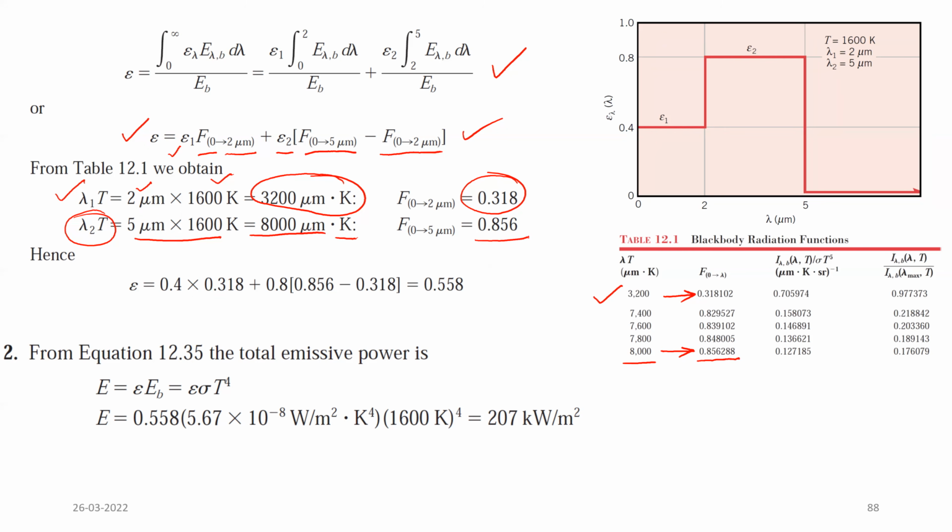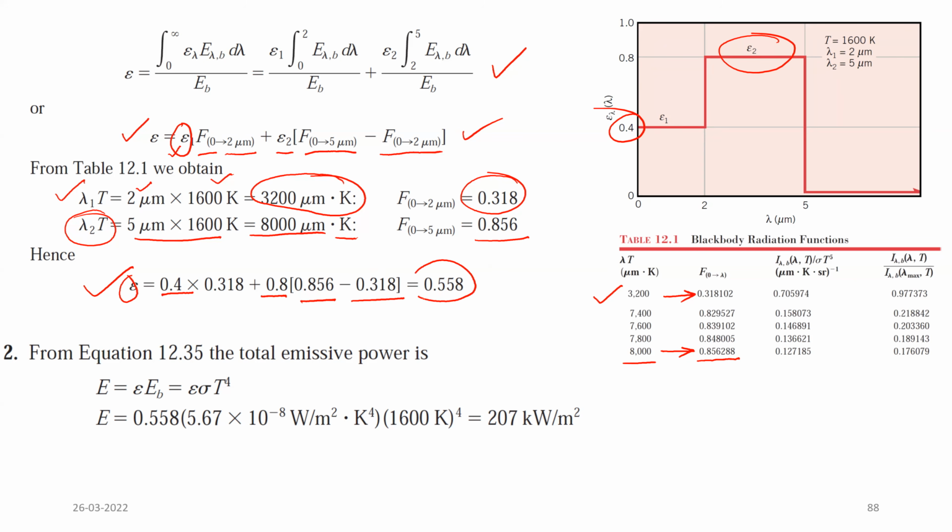It's quite easy. Now we can calculate the value of epsilon, which is the total hemispherical emissivity. So it's 0.4, this particular value of epsilon 1, multiplied by 0.318, then plus 0.8, which is this particular value of epsilon 2, times 0.856, which is the fraction of energy lying between 0 to 5 microns, minus 0.318.